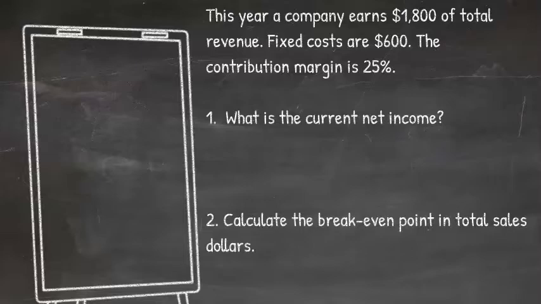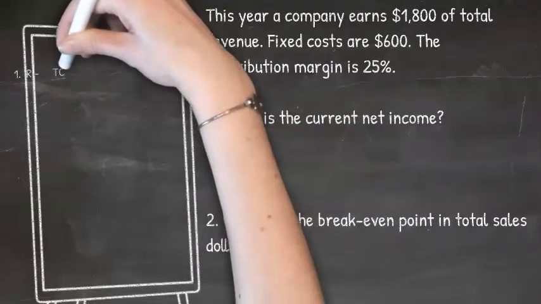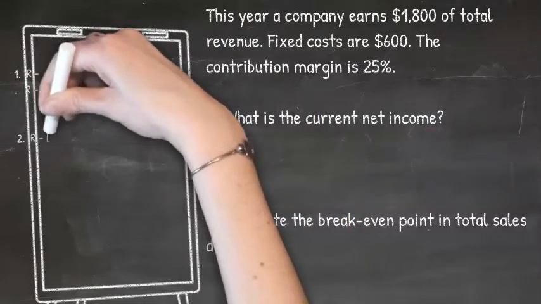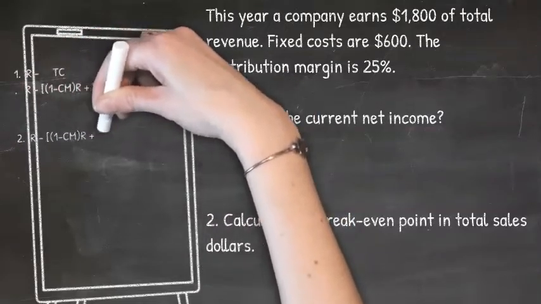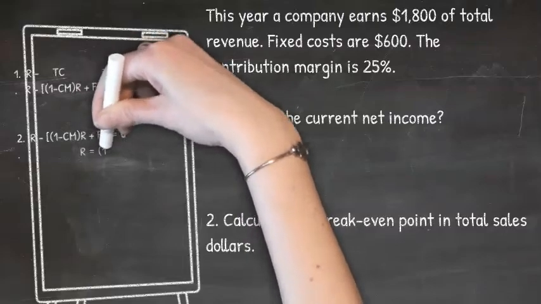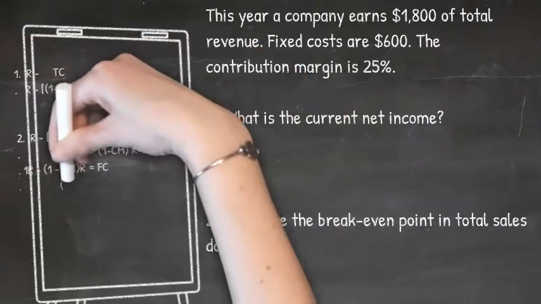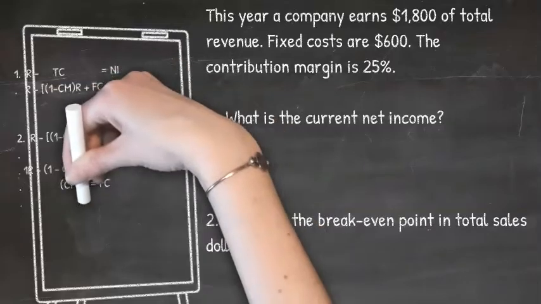Look back at the formulas for a moment. We know that revenues minus expenses equals net income, and with CVP analysis, we can restate the expense formula as 1 minus the contribution margin times the variable cost plus fixed costs. If we set the revenue equal to expenses, we can solve for R to find the break-even point in total revenue or sales dollars.